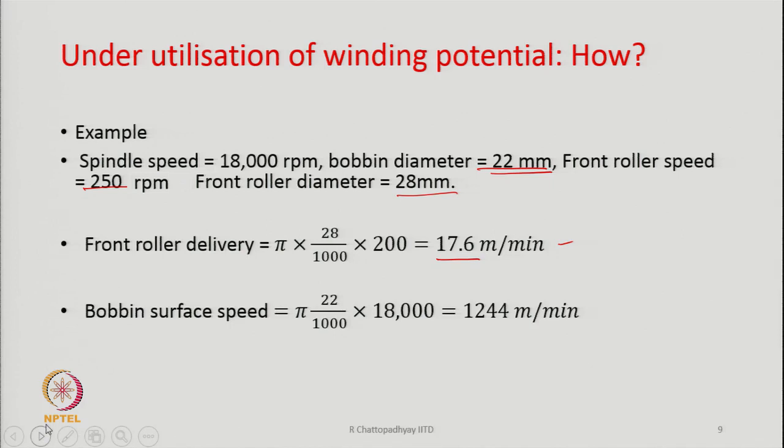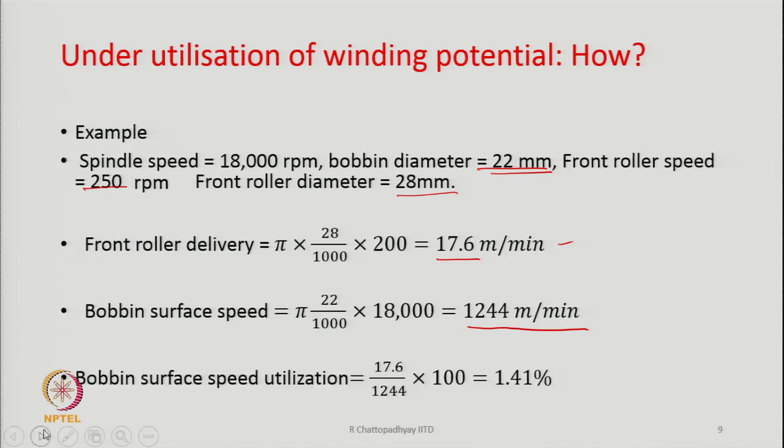Now, let us look at the bobbin speed. Bobbin surface speed is how much? If the spindle speed is 18,000 rpm and bobbin diameter is 22 mm, the surface speed of the bobbin is going to be 1244 meters per minute. That means the bobbin is capable of winding so much yarn. The surface speed is 1.2 kilometers per minute. In a minute, it can actually wind 1.2 kilometers.